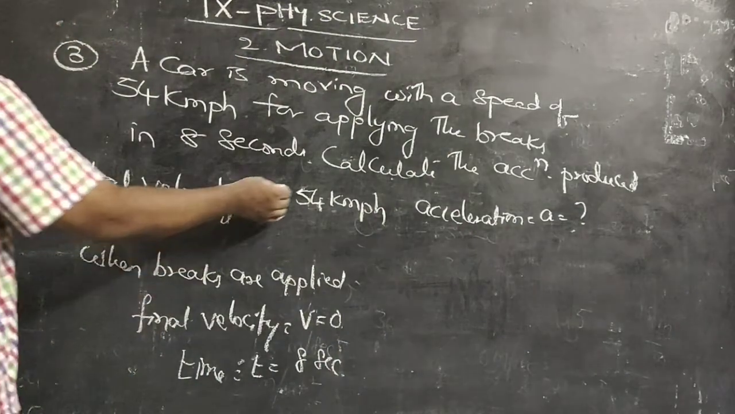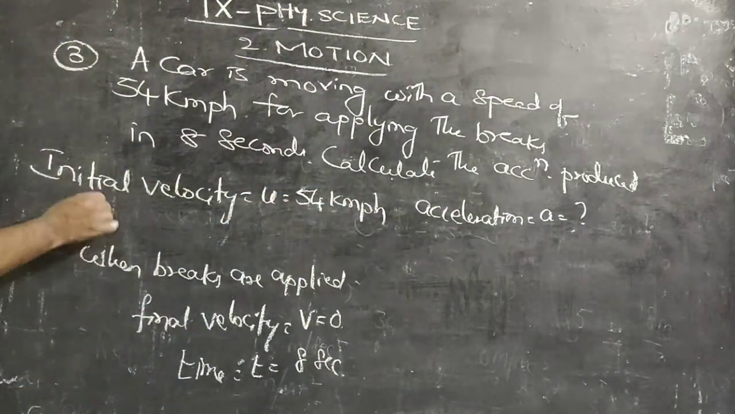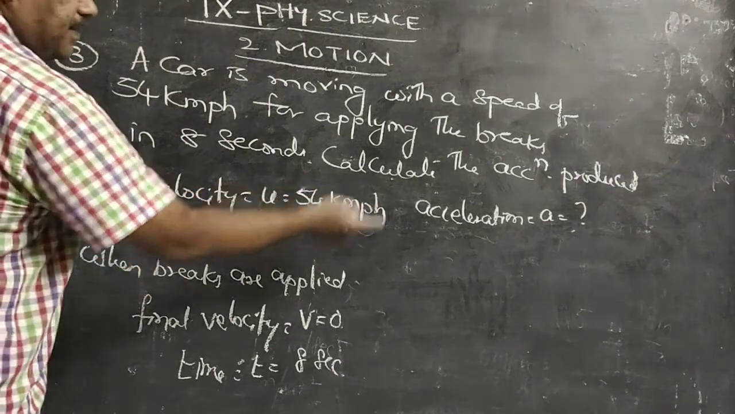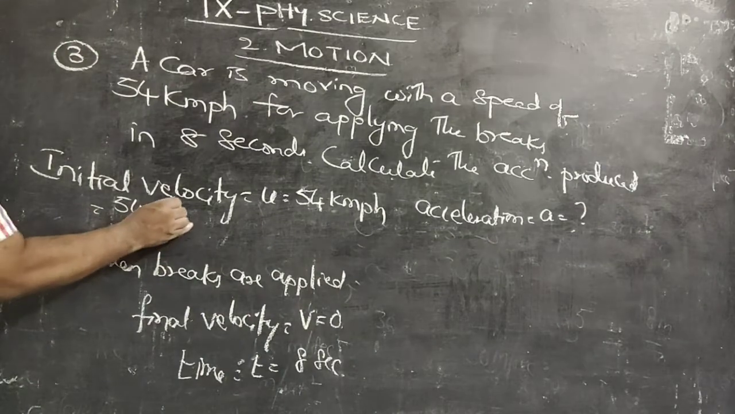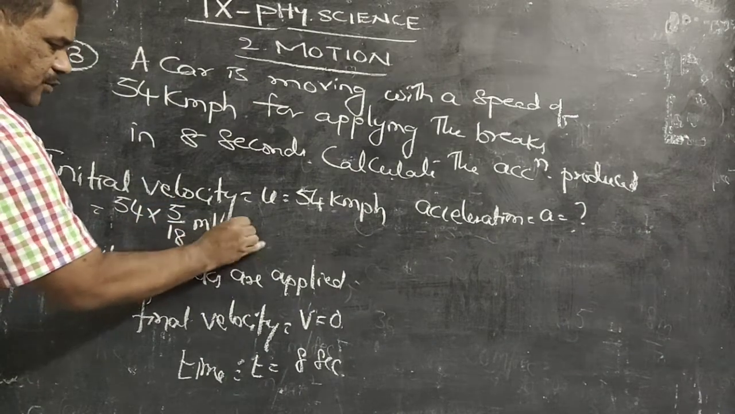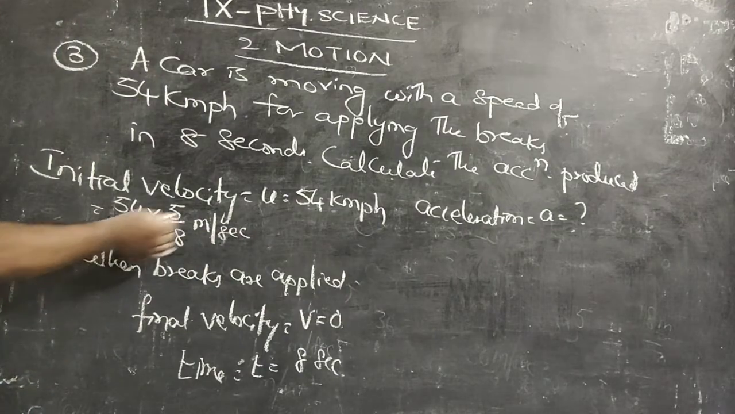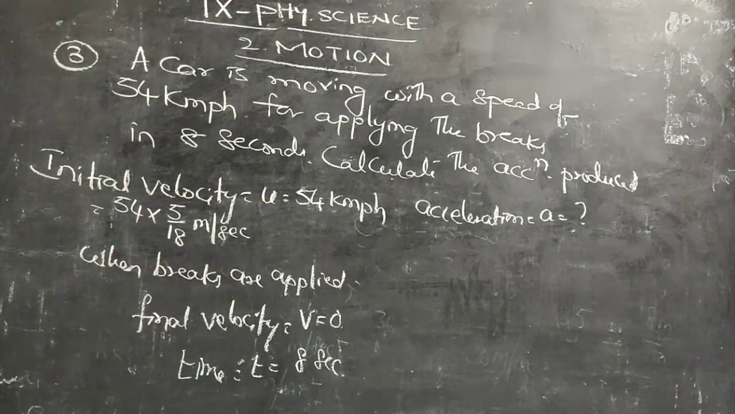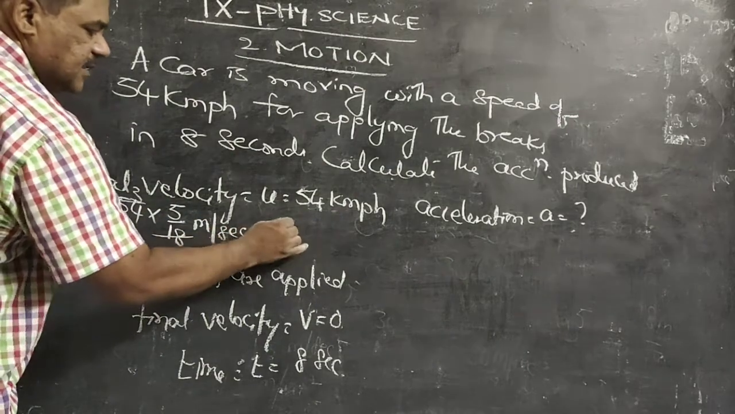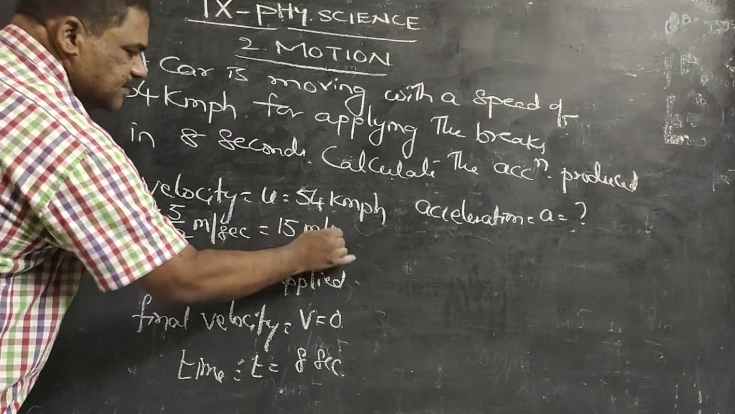Here 54 kilometers per hour, let us convert into meters per second. Yesterday I told you kilometer per hour can be converted into meter per second by multiplying with 5 by 18. We should multiply by 5 by 18, then kilometer per hour will be converted into meter per second. 18 threes are 54, that is it will become 15 meters per second.